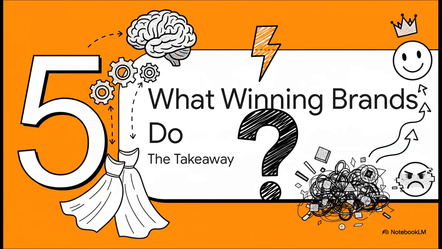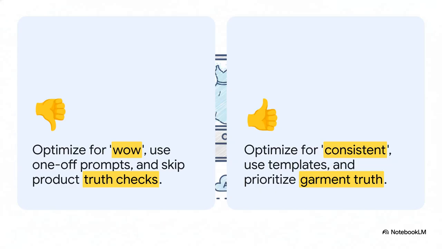All right, let's pull all of this together. What is the big takeaway here? What really separates the brands that are winning with AI from the ones that are just making a big, expensive mess? It really comes down to this massive mindset shift. Amateurs are trying to optimize for a wow factor on a single image. Pros, they optimize for a consistent feeling across the entire brand experience. Amateurs write one-off disposable prompts. Pros build and use templates. And maybe most importantly, amateurs skip the product truth checks, while pros prioritize them to protect the business.